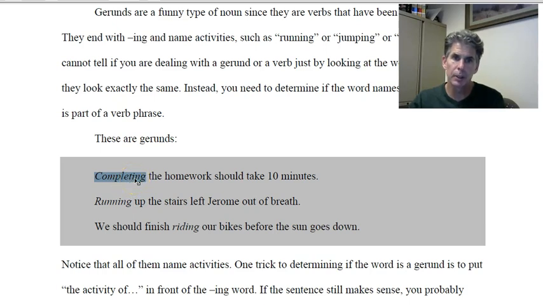The process of completing something should take 10 minutes. That's the verb, should take. Completing is the subject. It's a noun. Okay. Running up the stairs left Jerome out of breath. The actual running, the activity of running, left Jerome out of breath. That's what it did. The running itself did it. The stairs didn't do it. The running did. Okay. So running is the noun.